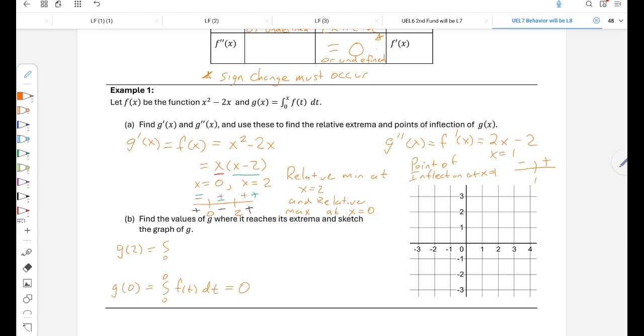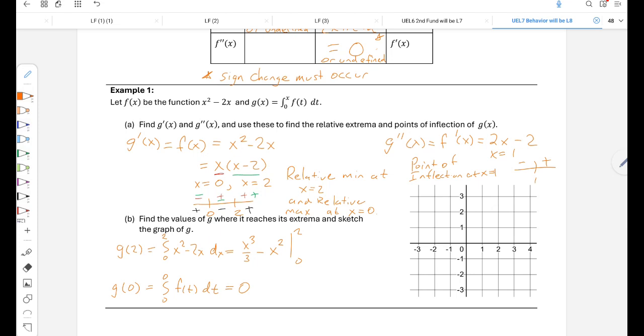G of 2 is a small amount of work. It is also the integral of f of t dt, but I'm going to write x squared minus 2x this time. Don't forget my dx. And I've got to do some antiderivatives. Antiderivative for x squared is x cubed over 3, minus antiderivative for 2x, x squared. Yep, 2x squared over 2, but those 2's cancel. And I've got to evaluate that from 0 to 2. But I really just need to evaluate that at 2.